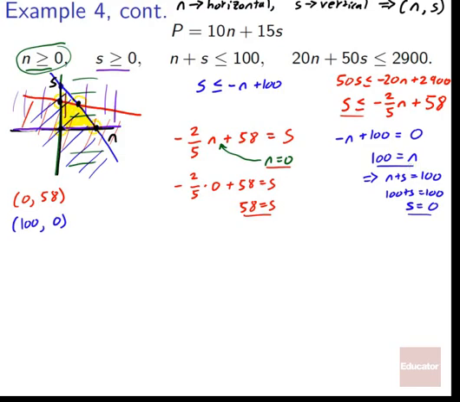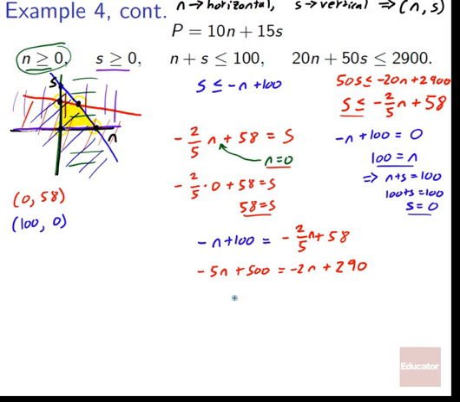Finally, we could also have the possibility if the blue and the red lines intersect. So if we had negative N plus 100 equal to negative 2/5 N plus 58. We can multiply everything by 5 just to make it a little bit easier on us. Negative 5N plus 500 equals negative 2N plus 290. We turn to a calculator, figure out what 58 times 5 is. We get 290.